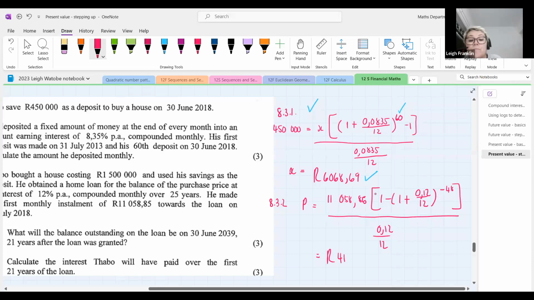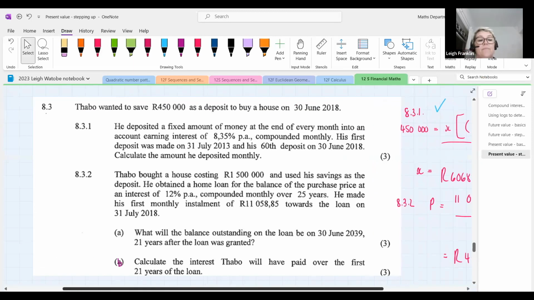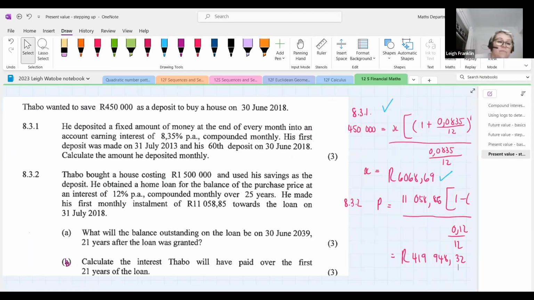Ma'am, the question actually says that it was the 31st of July, and his last payment was in June. So, yes, ma'am, if it was just a year, it would have been 11 months, not 13, because it's July to June, not June to July.